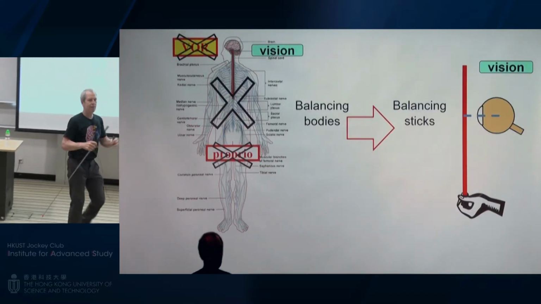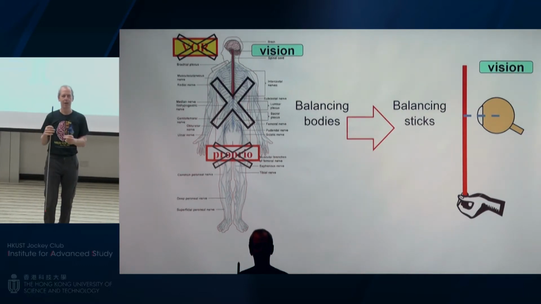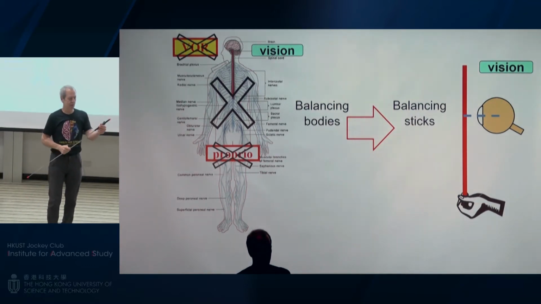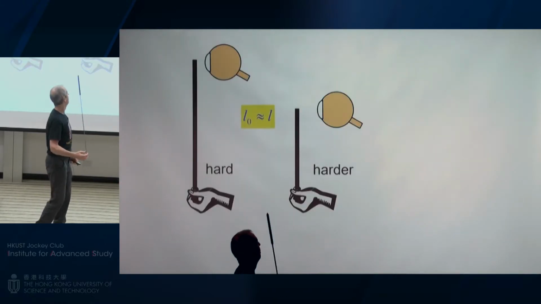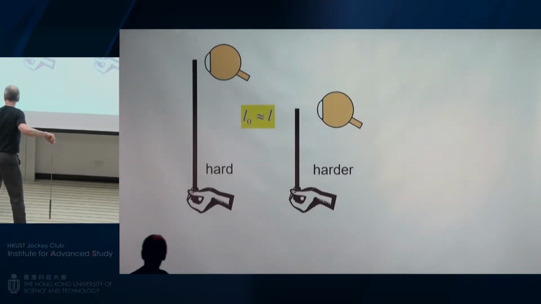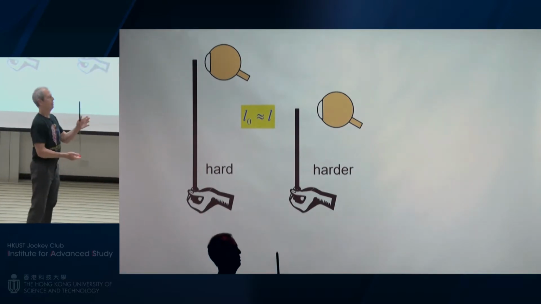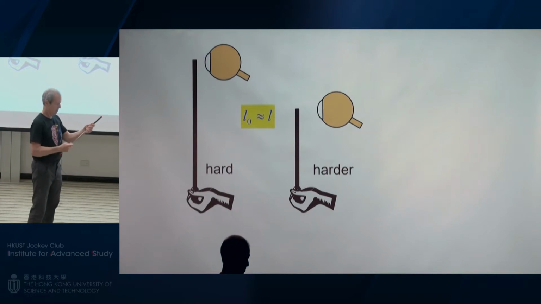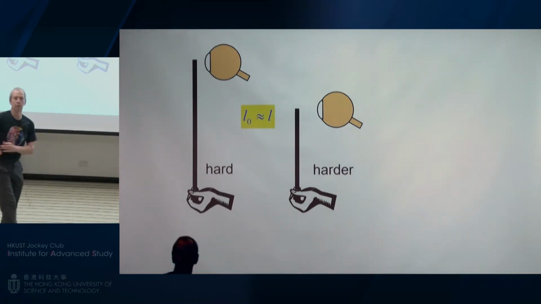So we've done this. We can't move our eyes and VOR system around. So we have to replace it with another system. So we're going to balance a stick instead. Okay? And the stick balancing is harder if I make it shorter. It's harder, harder, harder still. Eventually it's so short I can't do it at all, okay?